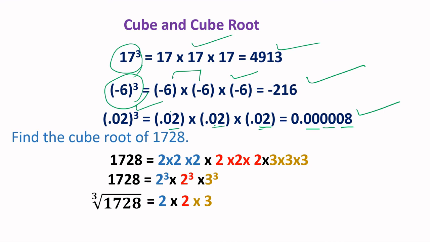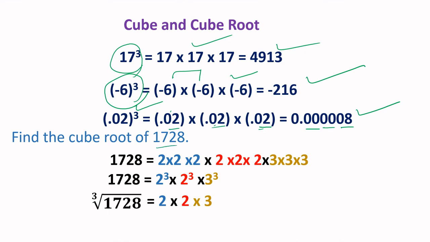Whenever the question comes cube root, 5 into 5 is equal to 25, square root of 25 is 5. If it is 5 into 5 into 5, 125, cube root is 5. So 3 makes a set.